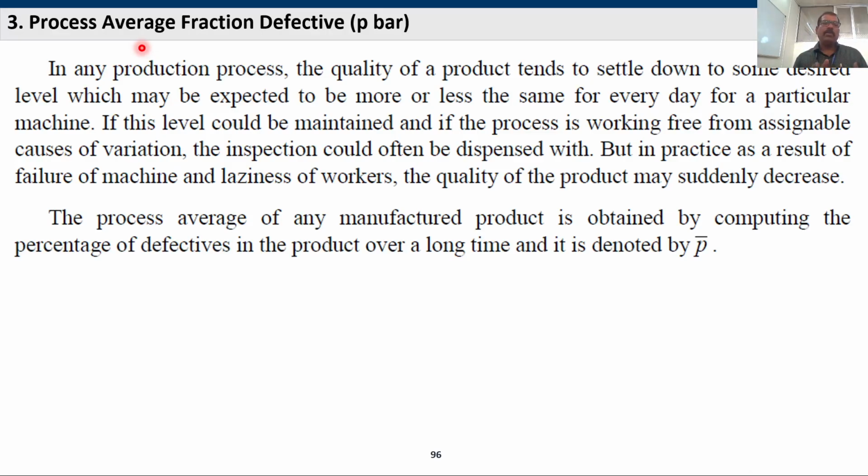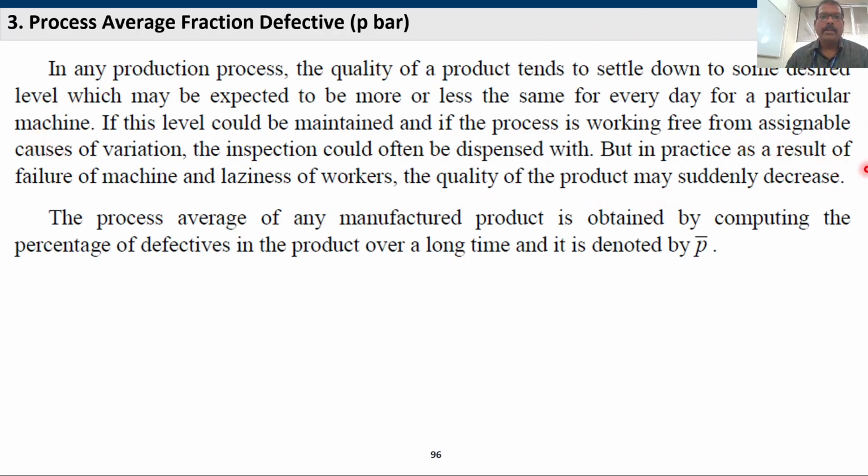And so people will say, okay, in this particular production line, this particular machine is constantly giving this percentage of accuracy, or this percentage of rejection rate. So what they do is they will be accepting without going for any regular inspection. But in practice, as a result of machine failure and lazy workers, the quality of the product may suddenly decrease.